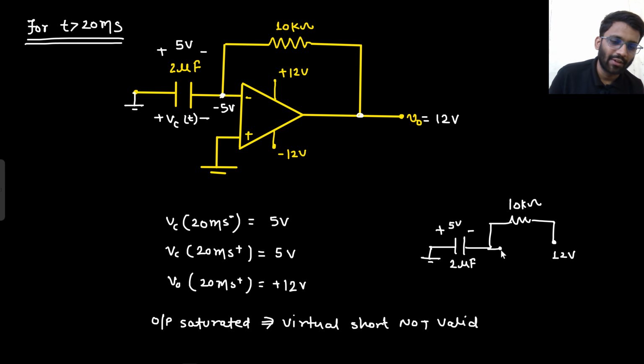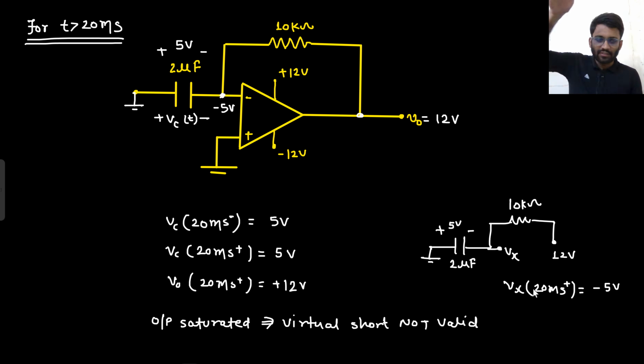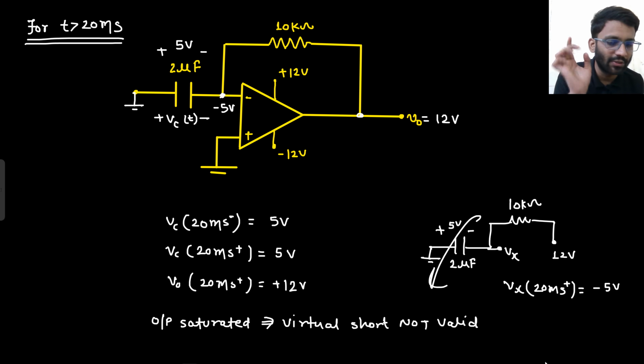We are going to make a comment on this Vx node, right? So Vx node at 20 millisecond plus is at minus 5 volt, right? Vx node, I am talking about this node. It is at minus 5 volt. It started from 5 to 0, then it stayed at 0, then suddenly when input is gone, it is at minus 5. What is the target of Vx? At steady state, the capacitor will be open circuited, right? So what is the target of Vx? The Vx will try to go to 12 volt.